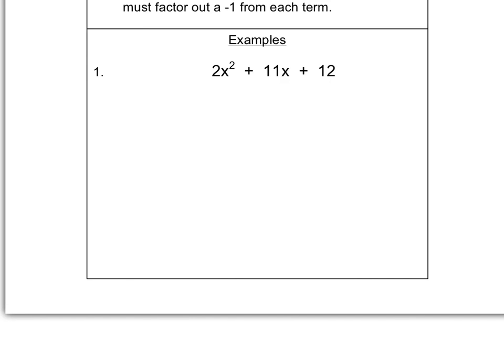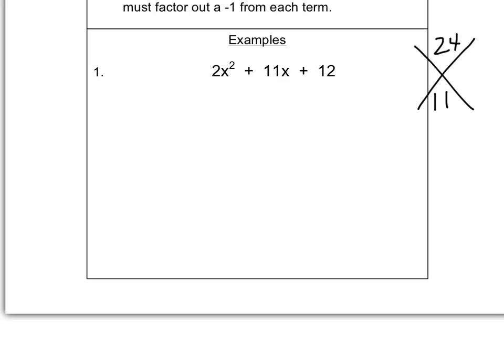Okay, again, I always want to check first to see if I can take out a greatest common factor. So is there anything that goes into 2, 11, and 12? Well, no, there's not. So I don't have a GCF. Okay, so I take a times c. 12 times 2 is 24. Okay, so I need to find factors of 24 that will add to the middle term 11.